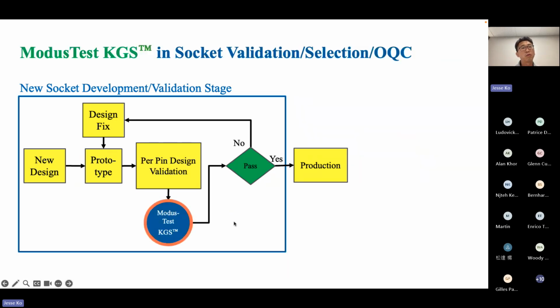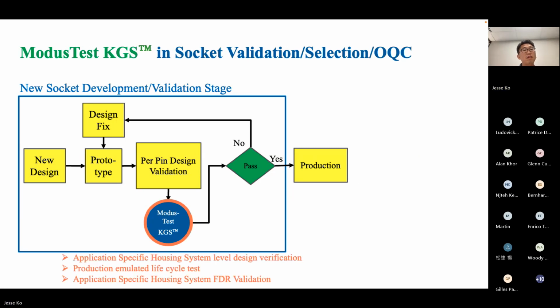When you add the ModusTest KGS process to this, a couple of advantages are that you get to perform application-specific housing system-level design verification. You're performing characterization on your socket as if you're running in the real production environment. That's the second bullet, production emulated lifecycle test. And you can also perform application-specific housing system FDR validation.